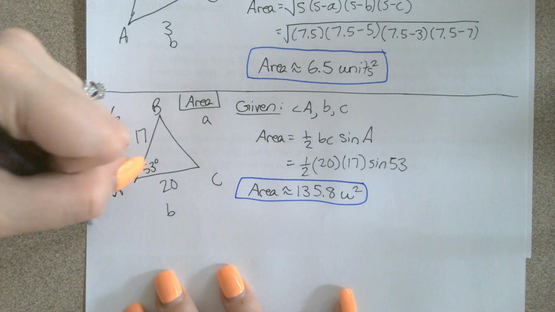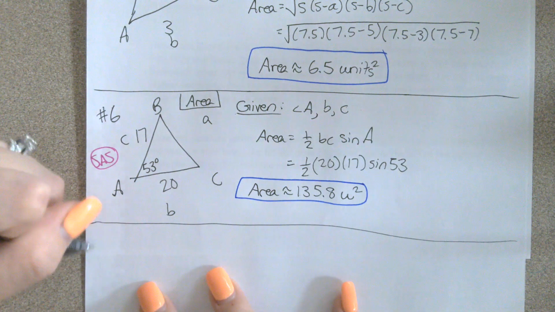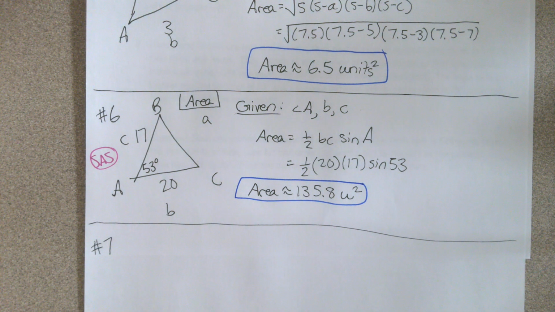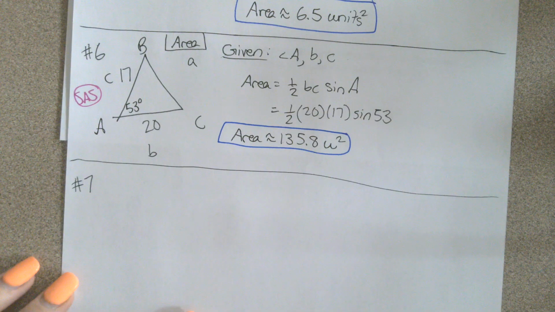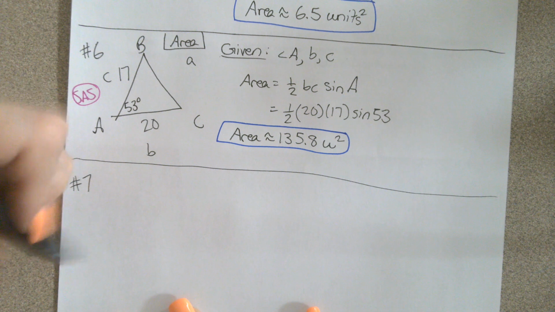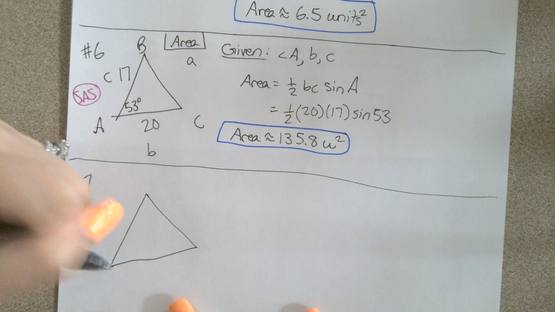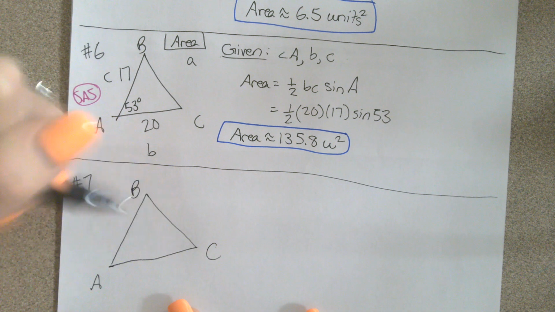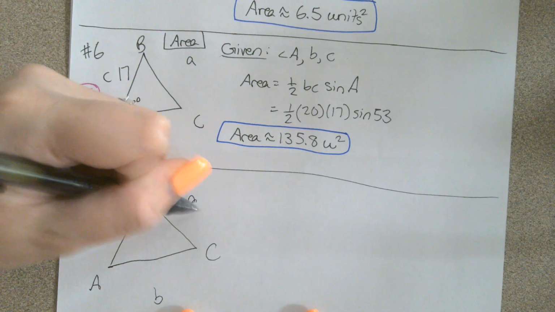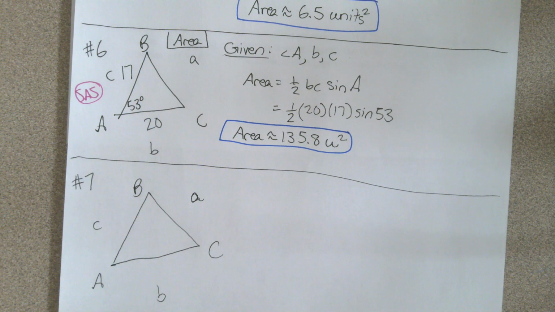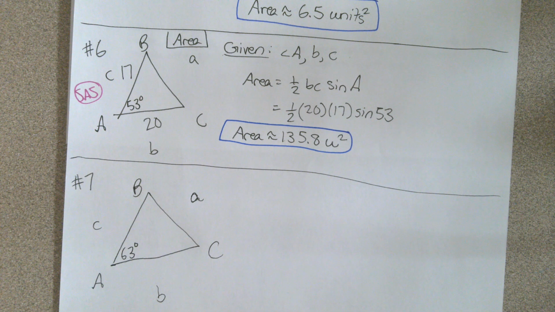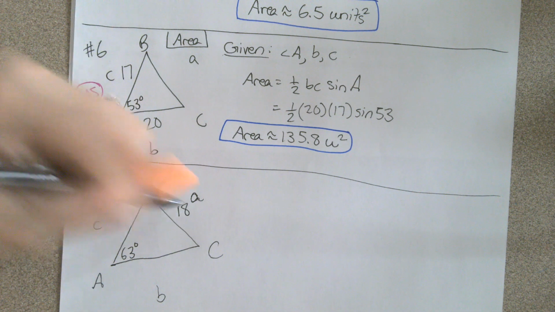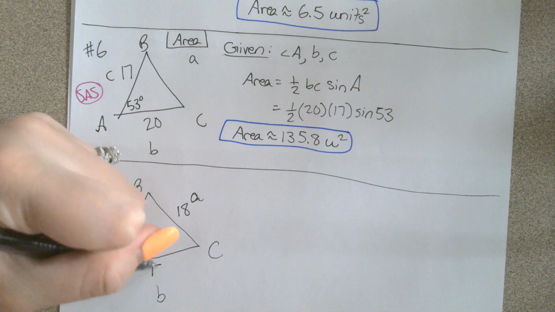All right, last problem for this video, number 7. And I'll go and tell you number 7 requires a bit more work than the other two. So just a heads up there. ABC. Okay. Angle A is 63 degrees. Side A is 18. Side B is 15.